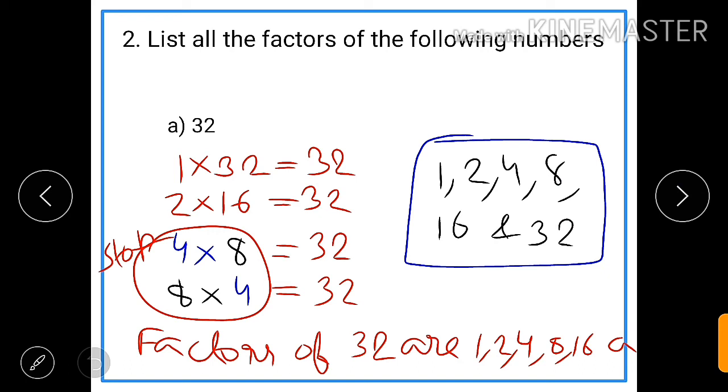Next one, question number 2. List the factors of the following numbers. We need to write all the factors of the given number. First number is 32, which is given to us.